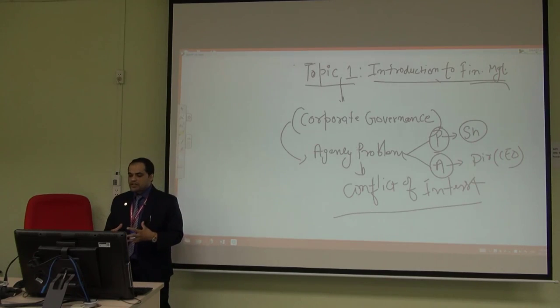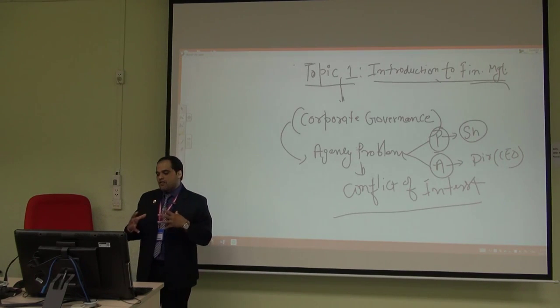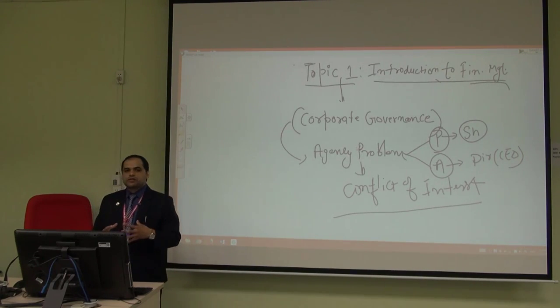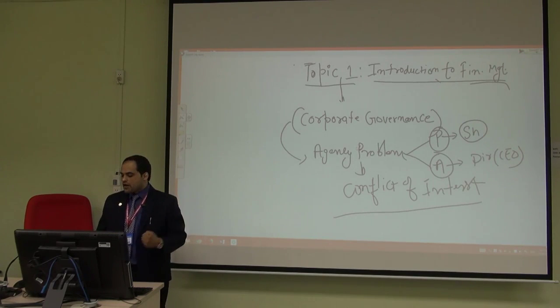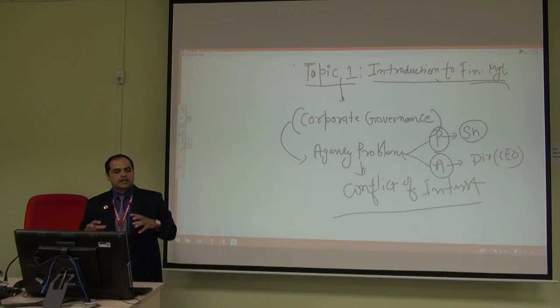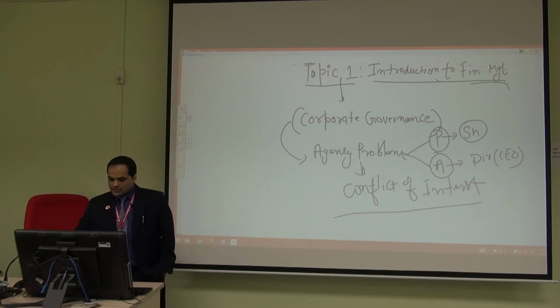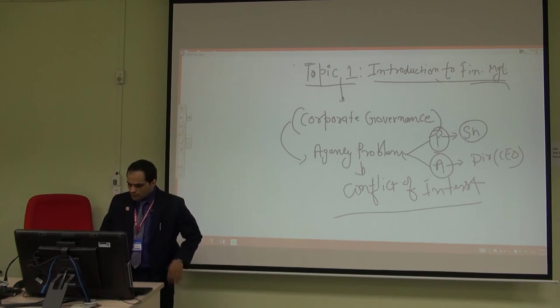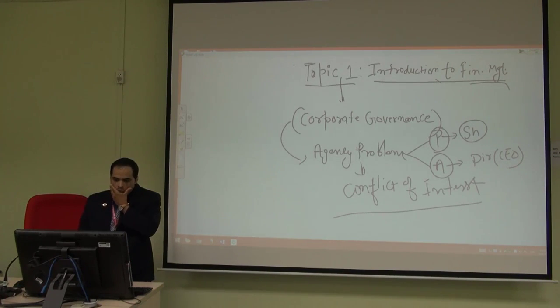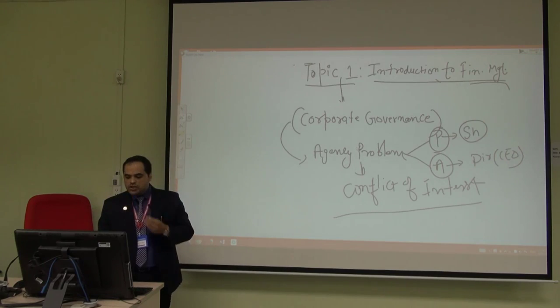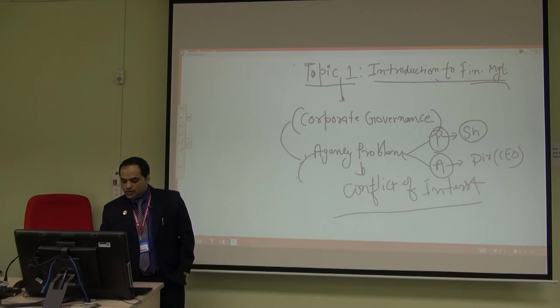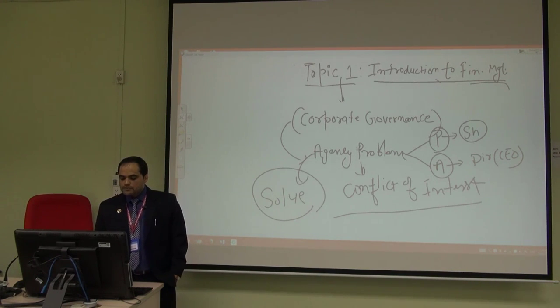If the conflict of interest is very high between principal and agent, the agency gap is going to be very large. That means the company is not going to achieve its objective, and company directions will be going the wrong way. So that's called the agency problem. Right, so what is the solution of agency problems? How could agency problems be solved?